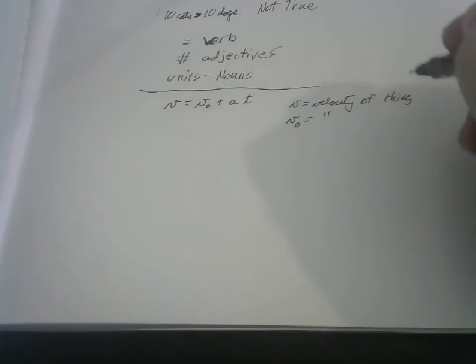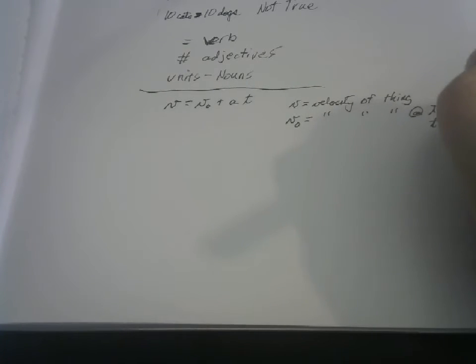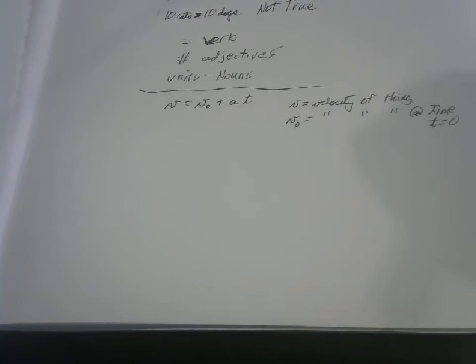V sub naught is the velocity of the thing at time t equals 0 seconds. 0 is kind of funny because once you know it's a 0, most of the time you don't even need a unit. If it's 0, then it's 0. That's not always true though.